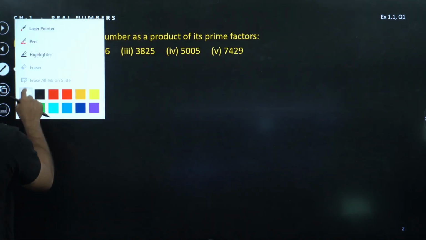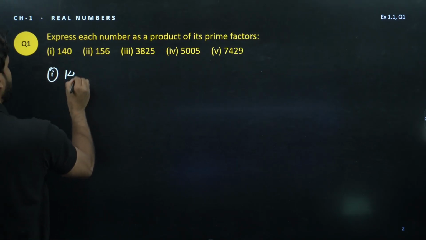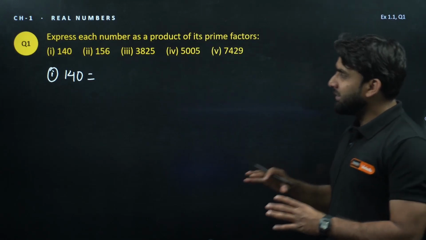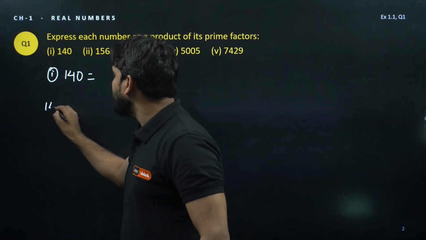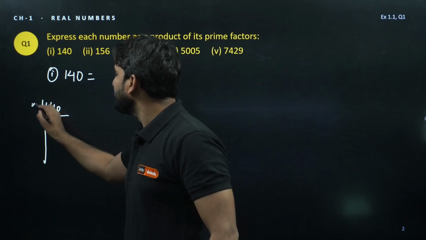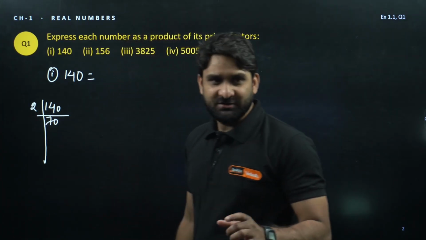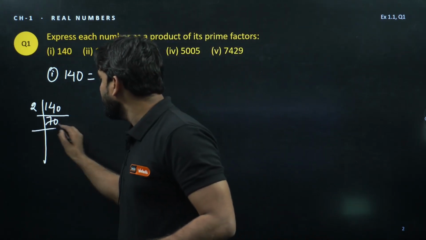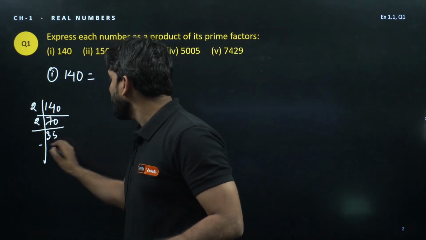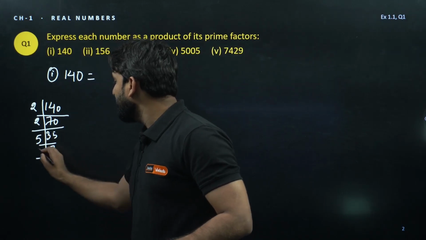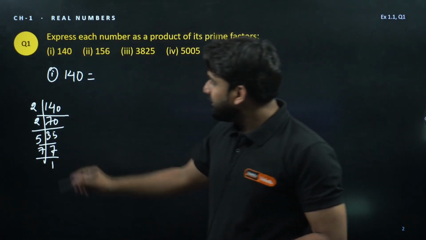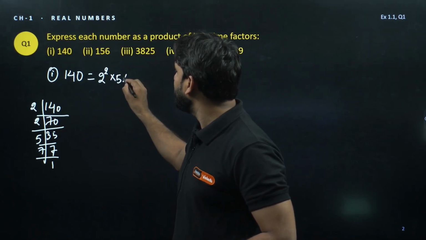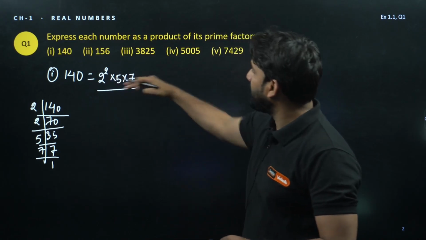So the question number 1 is 140. We have to write 140 as a product of its prime factors. Let me give you a very short trick, my dear champion: you can take LCM here. Always take the smallest number. If we divide 140 by 2, we get 70. Now 2 divides 70 to give 35. Now 5 divides 35 to give 7. And now 7 divides 7 to give 1. How many 2s? Two. So we can write 2 to the power 2, into 5, which is 1 time, and 7. So this is the product of prime factors.